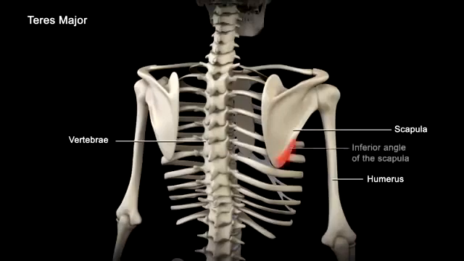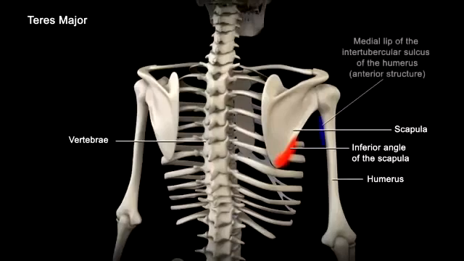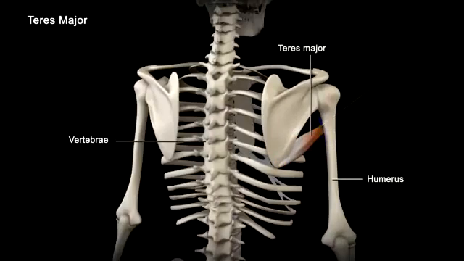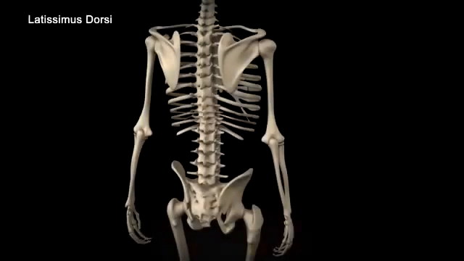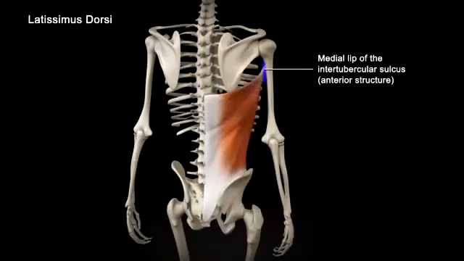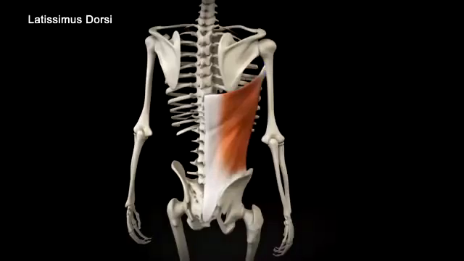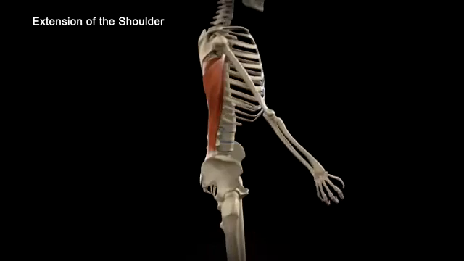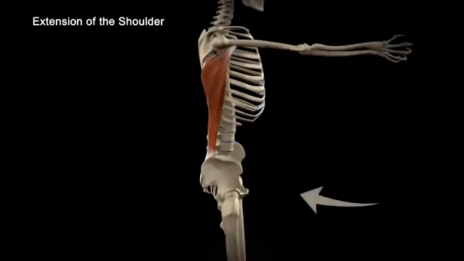The teres major muscle originates on the inferior angle of the scapula and inserts on the medial lip of the intertubercular sulcus of the humerus. The latissimus dorsi muscle originates on the spines and bodies of the vertebrae, the sacrum, the ilium, and the ribs. It inserts on the medial lip of the intertubercular sulcus of the humerus. The teres major and latissimus dorsi act synergistically to extend the shoulder.